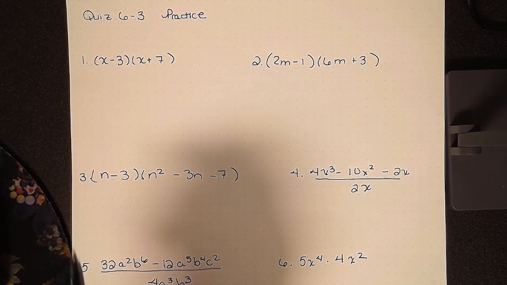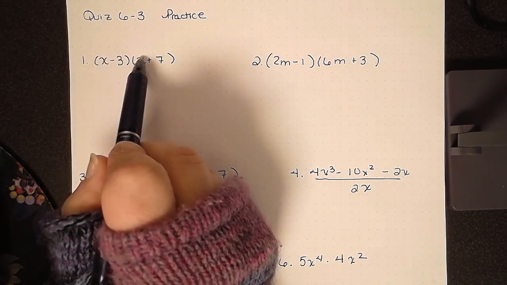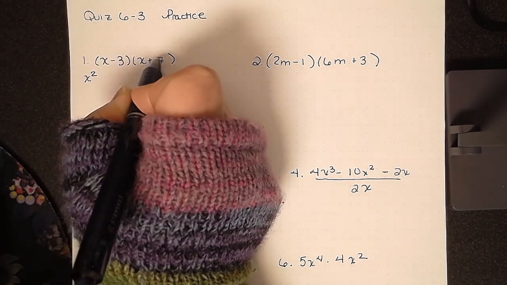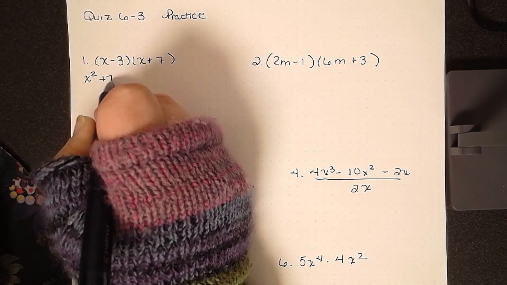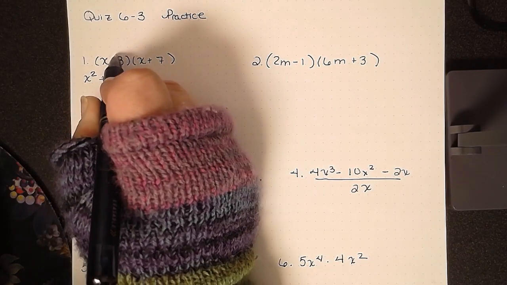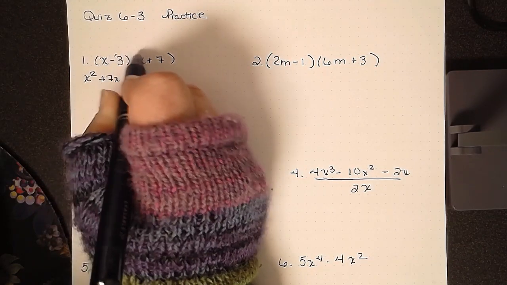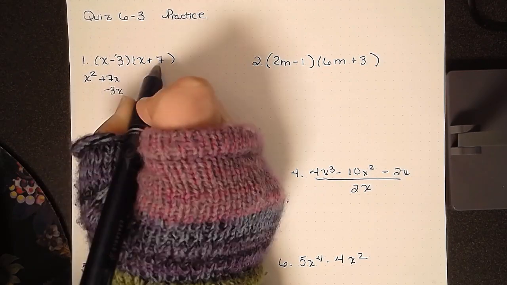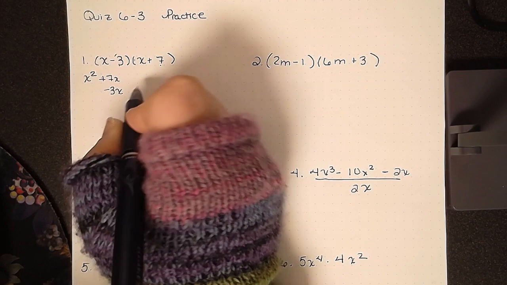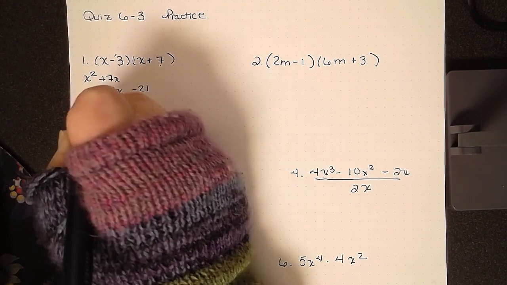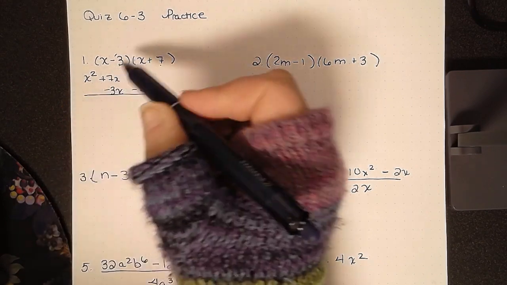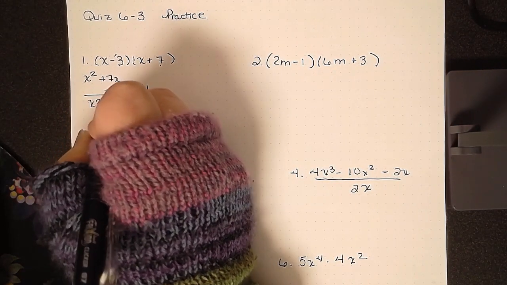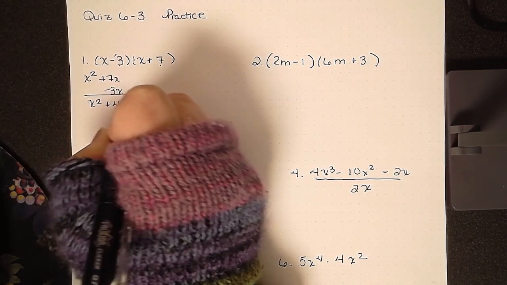So it's x times x would be x squared, and x times 7 is 7x. And then you distribute the negative 3. So negative 3 times x is negative 3x, and negative 3 times 7 is negative 21. And as I did here, I always line up my like terms, and I add them up. I get x squared plus 4x minus 21.